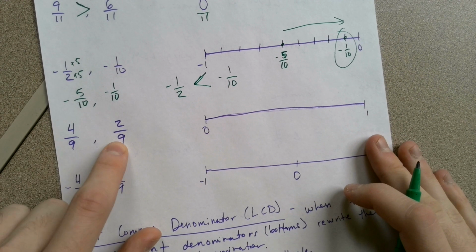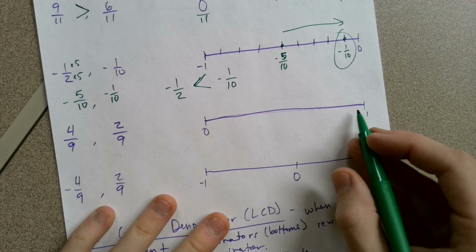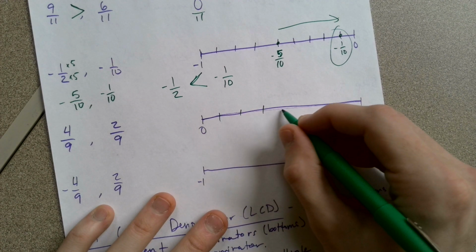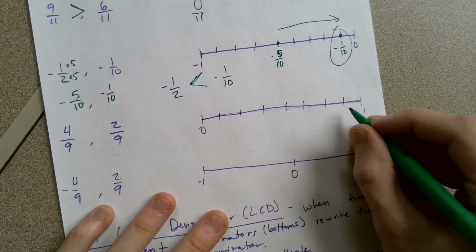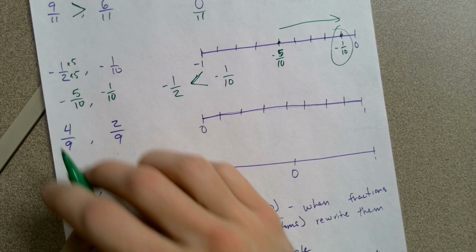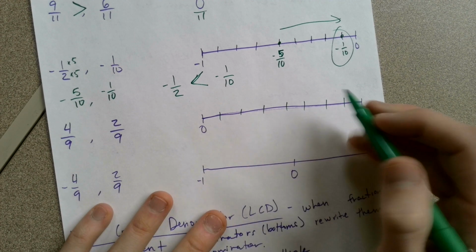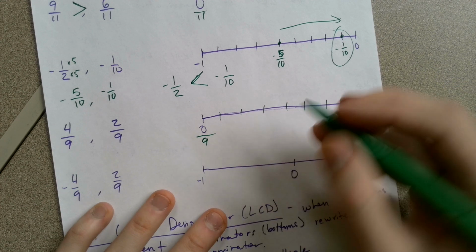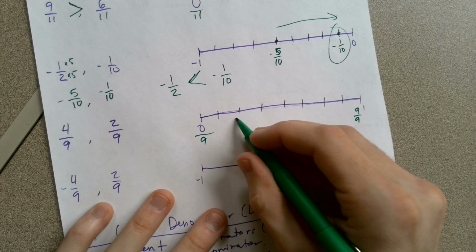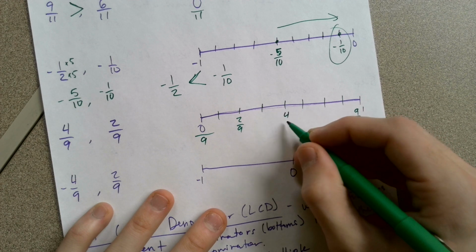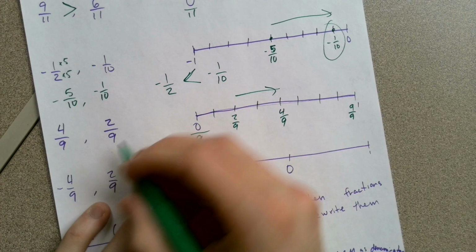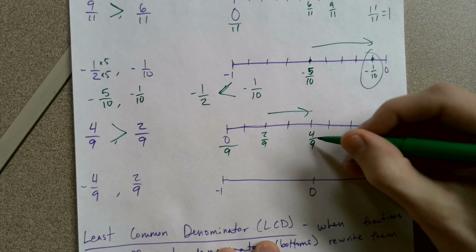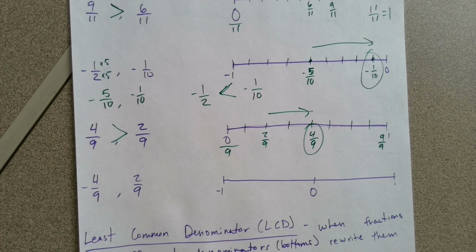We have 4/9 and 2/9. They have the same denominator, so all I got to do on my number line here is make 9 marks. I got 1, 2, 3, 4, 5, 6, 7, 8, and 9. Next step, we're going to jot these on here. I know that this is going to be 0/9 and this is going to be 9/9. Each one of these is going to be 1 in between. So we got 1/9, 2/9 right here, 3/9, 4/9 right here. We know this way goes bigger, so I can tell you right now, that bigger number, 4/9, is going to be bigger than 2/9.